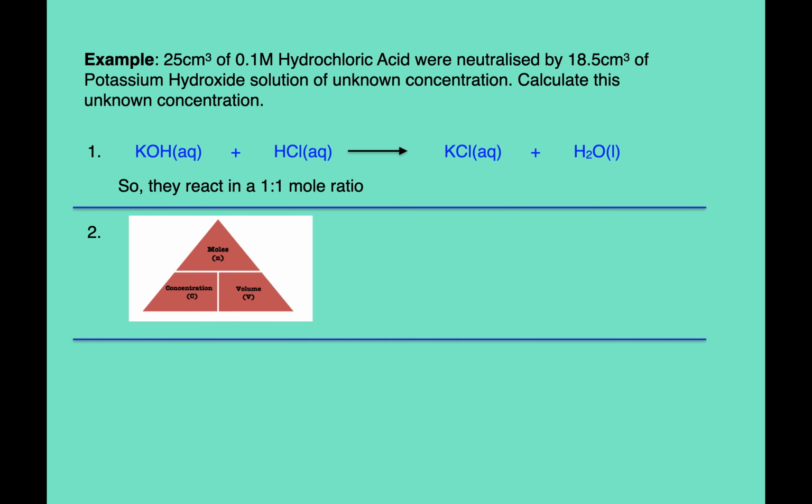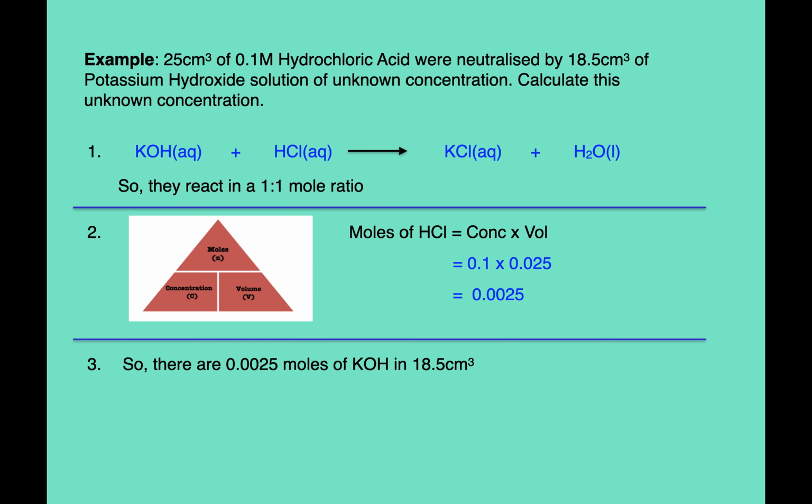Step 2. Let's work out how many moles of hydrochloric acid we had. So number of moles of hydrochloric acid, concentration times volume, 0.1 times 0.025. Now we're becoming experts at changing these volumes. So 0.025 decimeter cubed is 25 centimeter cubed, isn't it? That gives us a figure of 0.0025 moles of HCl. Great.